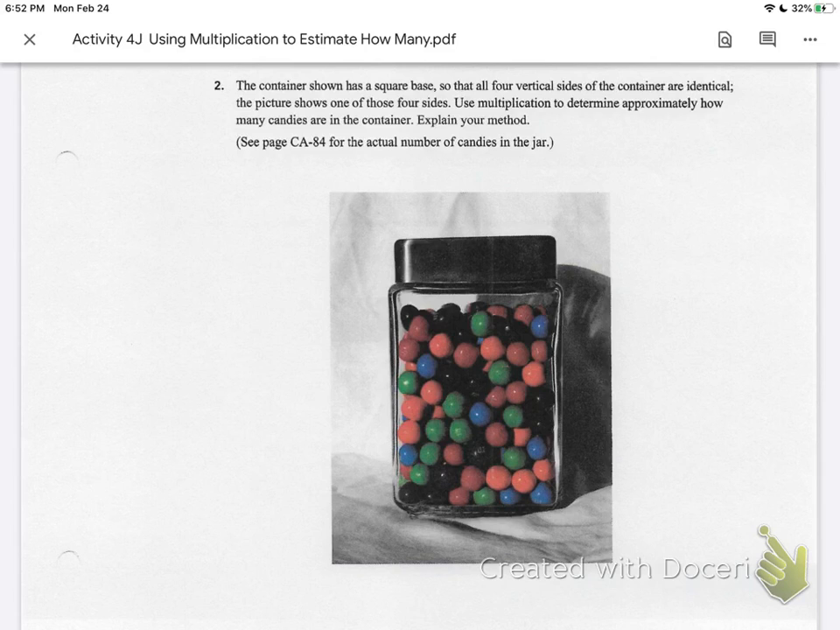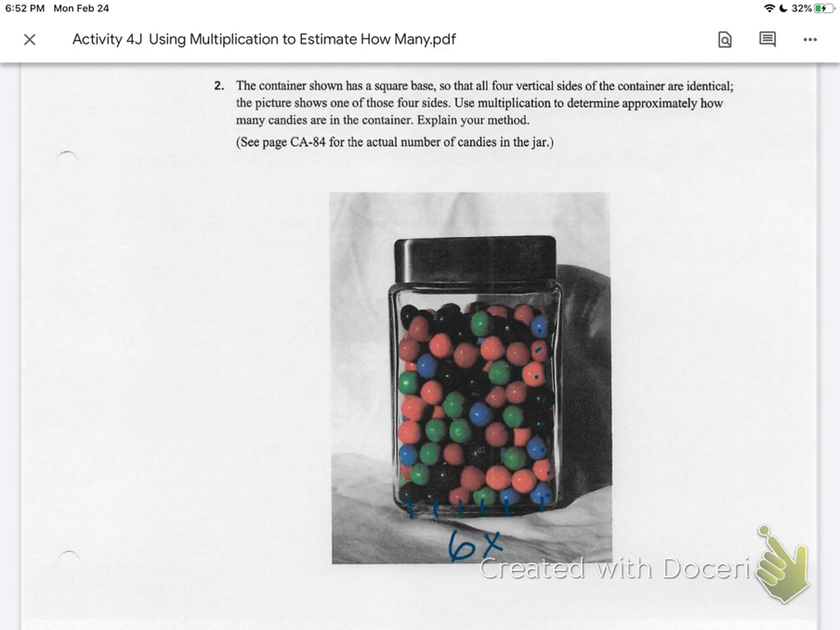Okay, so we're going to estimate this volume. So they're telling us that the container has a square base, so that all vertical sides of the container are identical. The picture shows one of these 4 sides. Use multiplication to determine approximately how many candies are in the container. Explain your method. So I counted the little gumballs, whatever they are, going across. So I said 1, 2, 3, 4, 5, 6. So I have 6 across, and then I counted up, and I counted the far side. So 1, 2, 3, 4, 5, 6, 7, 8.